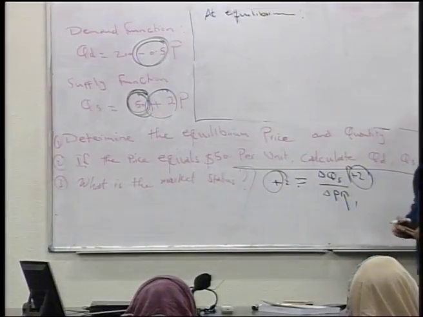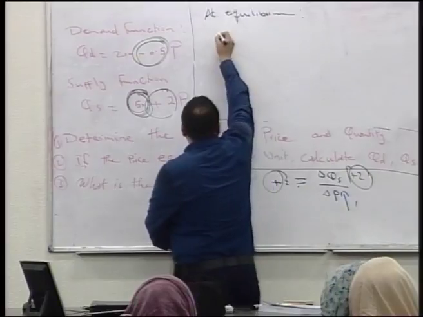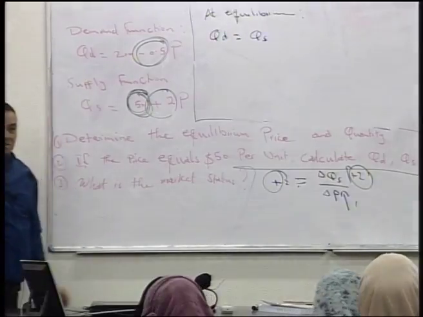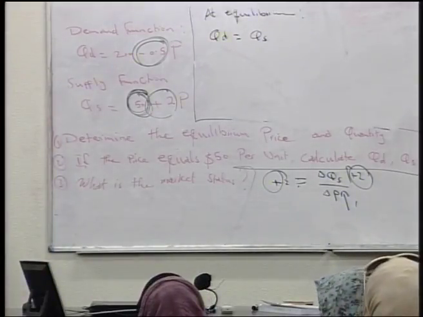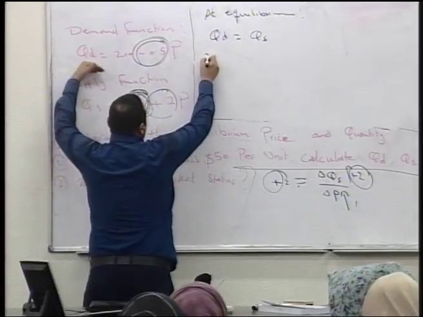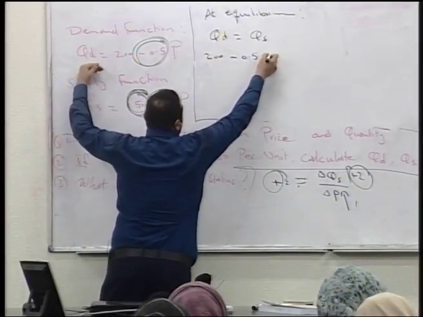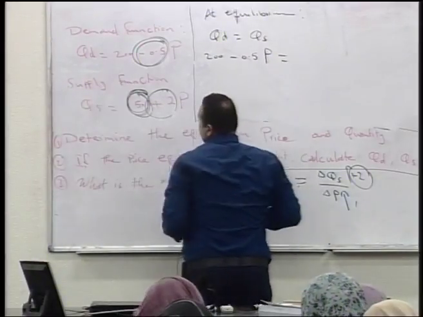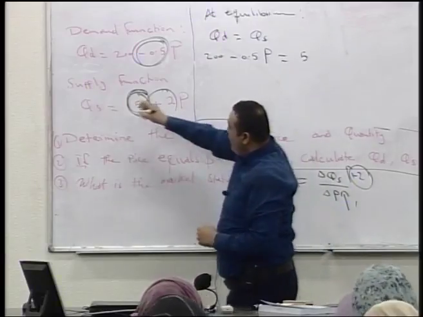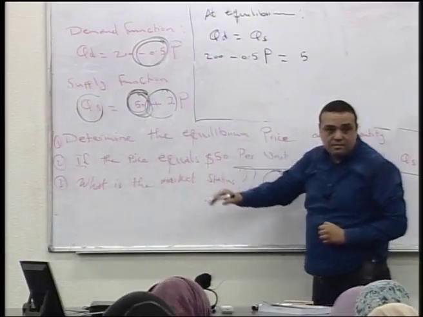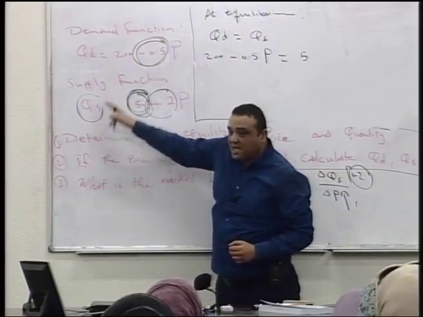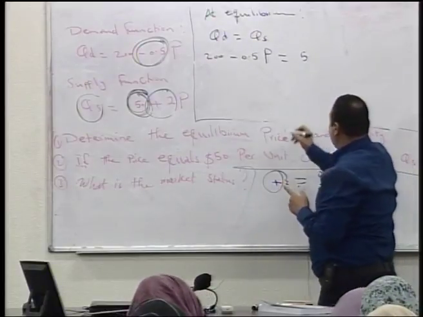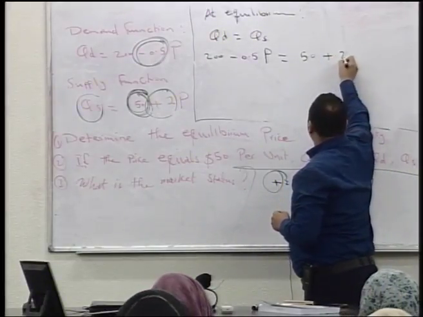At equilibrium, what do you see? QD equals QS. At equilibrium, quantity demanded equals quantity supplied. So QD here, 200 minus half times the price, must equal QS, 50 plus 2 times the price. We replace each with its formula: as the left side equals the left side, the right side must equal the right side.